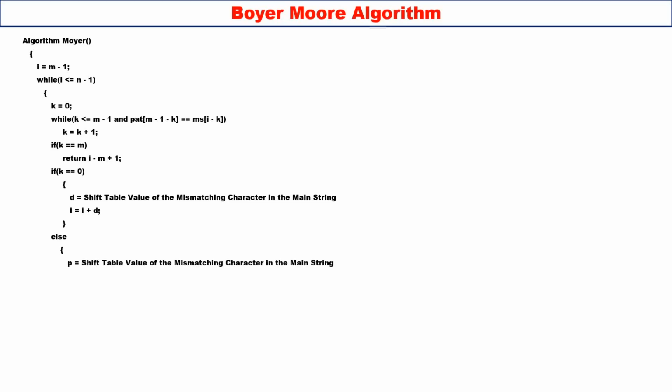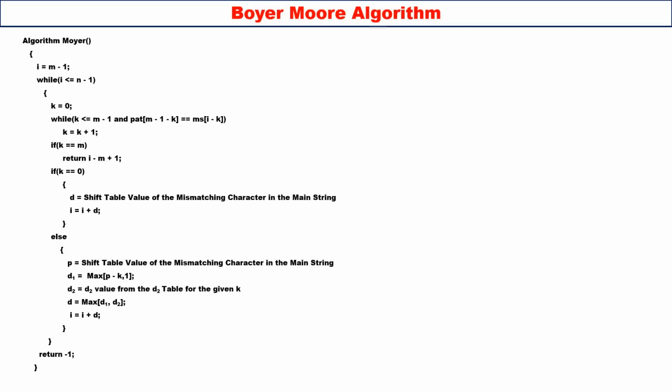Otherwise, P is equal to the shift table value of the mismatched character in the main string. And you know this, D1 is equal to the maximum of P minus K and 1. D2 is the D2 value from the D2 table for the given K. D is the maximum of D1, D2, and I should be moved by D, meaning I is equal to I plus D. That's all. The algorithm name is Boyer-Moore. I think it is quite simple.